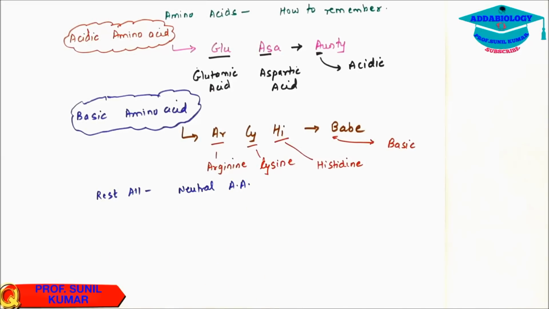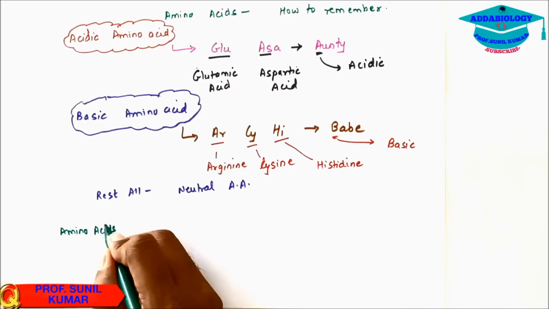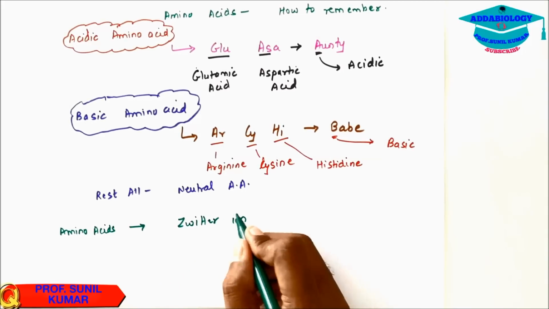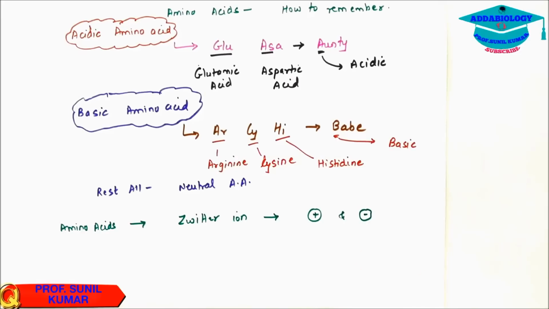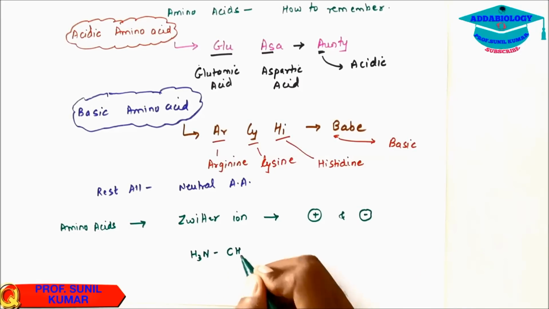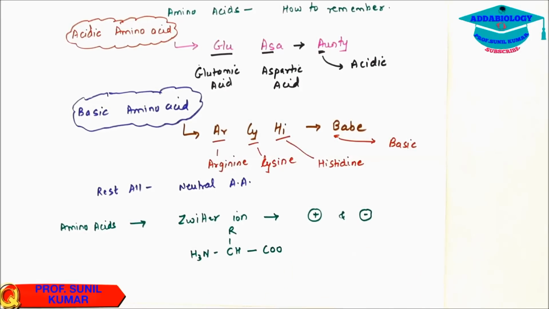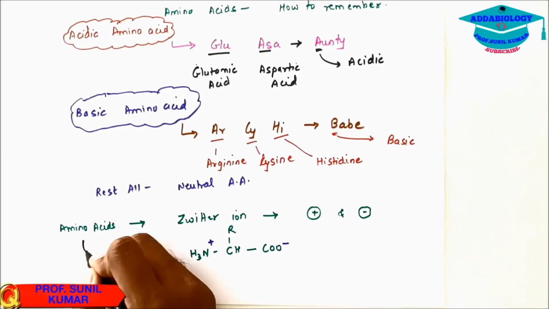When we talk about amino acids, they are basically zwitterions, and as you all know, a zwitterion is one which has positive as well as negative charge on the same molecule. So the example for this is NH3+ CHR COO-, and this will be the zwitterion.